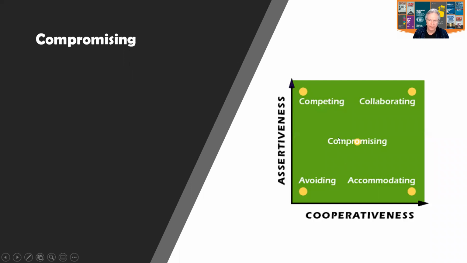Now, compromising, of course, is right in the middle between the two. It's halfway up the assertion scale and halfway across the cooperativeness scale. So compromising can be very powerful where you are attempting to collaborate with someone and you're just not getting anywhere and time's running out. And you might just say to the other party, look, we're going to have to meet in the middle here. I'm prepared to do this. If you're prepared to do that, how about we do that? So that's perfectly valid.